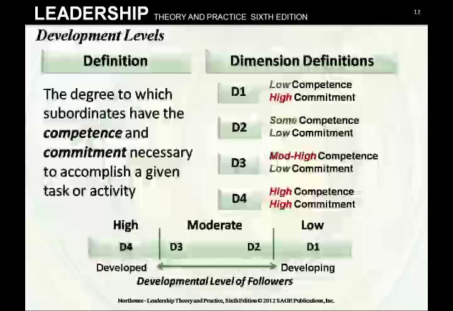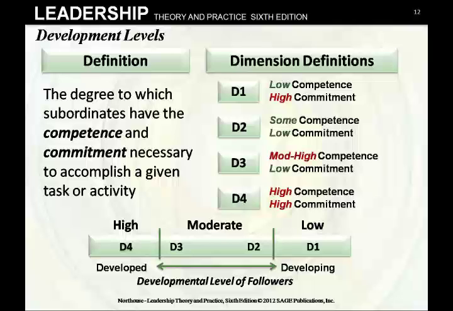The second part of the leadership model is determining the developmental levels of the followers. It's the second part of situational leadership that concerns the development level of the subordinates. Development level is the degree to which the subordinates have the competence and the commitment necessary to accomplish a given task or activity.